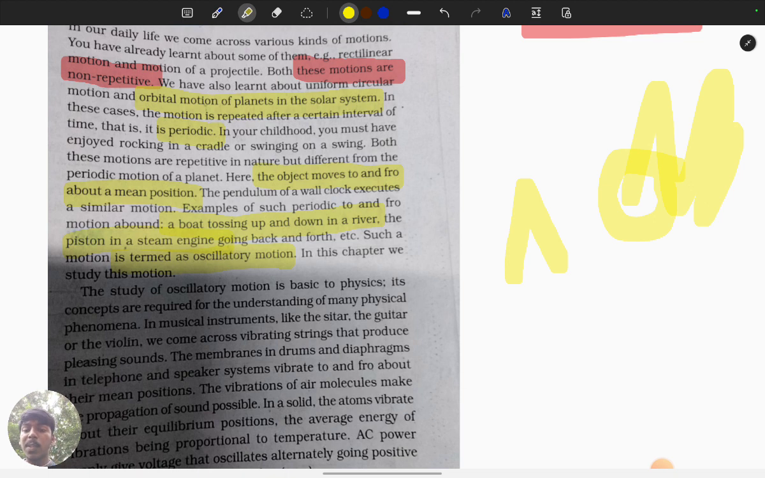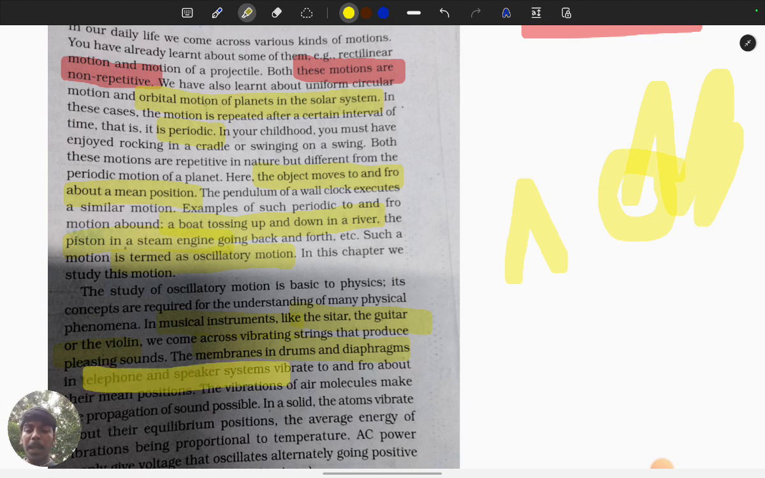In musical instruments, highlight this point, like the sitar, guitar or the violin, there are vibrating strings that produce pleasing sounds. The membranes in drums, the upper surface of the drum, the diaphragm with a thick coating, vibrates to produce sound. It is an example of this motion.